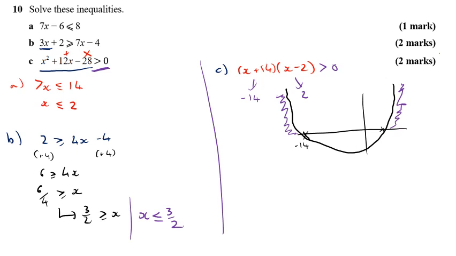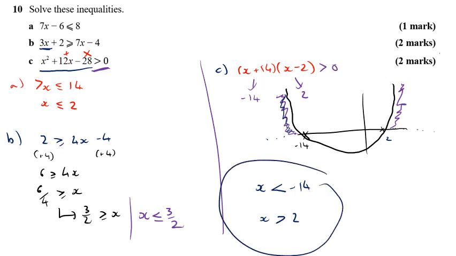So because those two little lines I've just drawn are disjointed, our final solution is going to be written as two separate inequalities. One of those inequalities is going to be that x is less than minus 14, because x could be, say, negative 15, negative 16, negative 17, and so on. And then my other solution is here at the point 2. And this time round, x is going to be bigger than 2, because x could be 3, 4, 5, 6, 7, 8, etc., etc. And so this here is our final solution for part C.